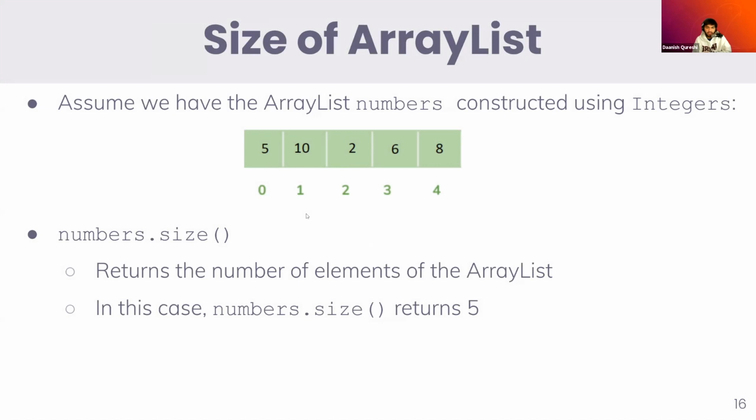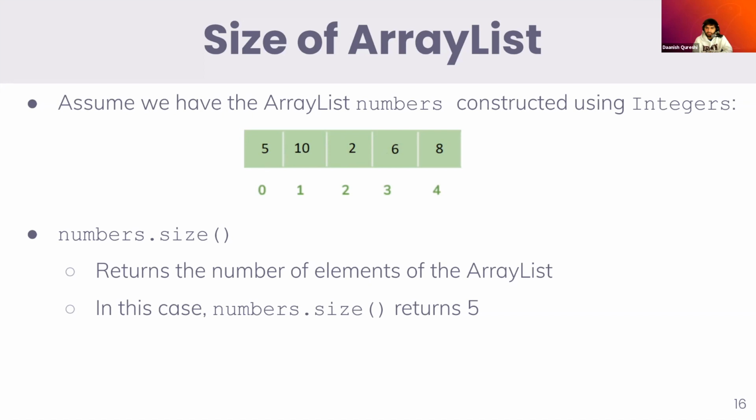So now we'll talk about the size of the array list. So here, once again, the same array list. Let's assume that we constructed it using integers, and this is the name numbers. Once again, numbers dot size. Now this is one of the less important ones. It's more important to know how to add and remove, but nonetheless, getting the size of an array list is pretty useful.